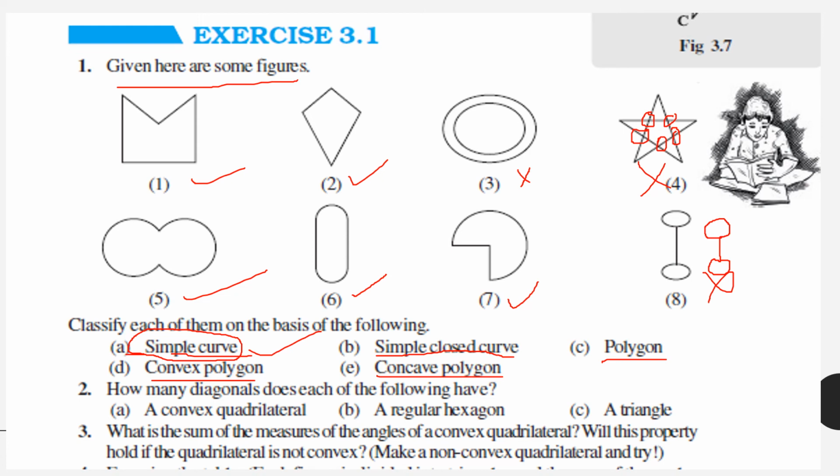Okay. Now question number 2. How many diagonals does each of the following have? Very easy question. Just you have to make the figure. Suppose the first part is saying a convex quadrilateral. This I have already told you, how many diagonals it has. So you can do it on your own. Hexagon also I have taken as an example for you. I have made some sides for you. I am giving you a hint. Suppose this is the hexagon.